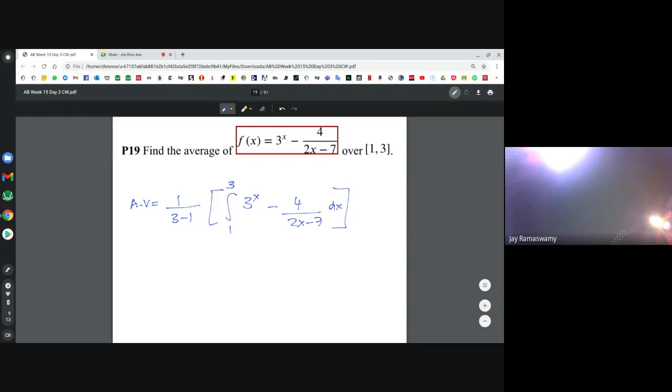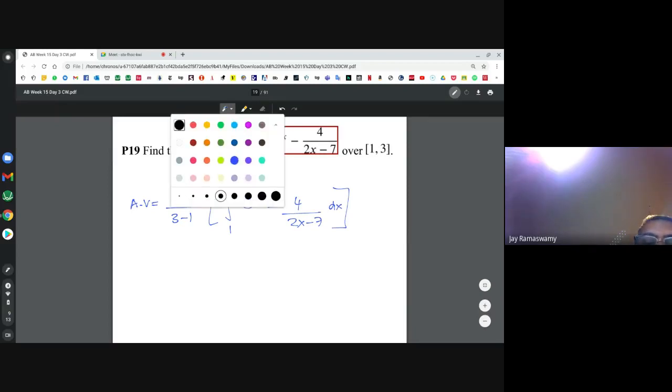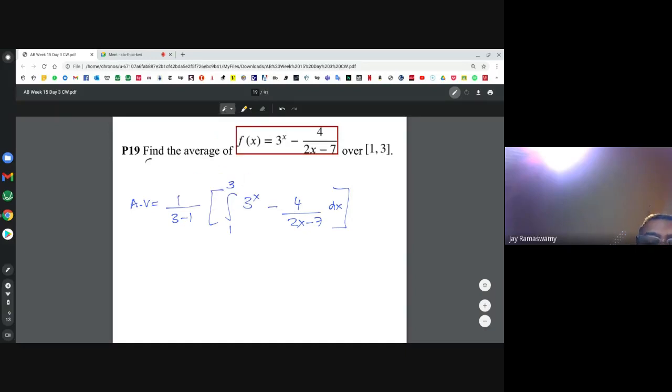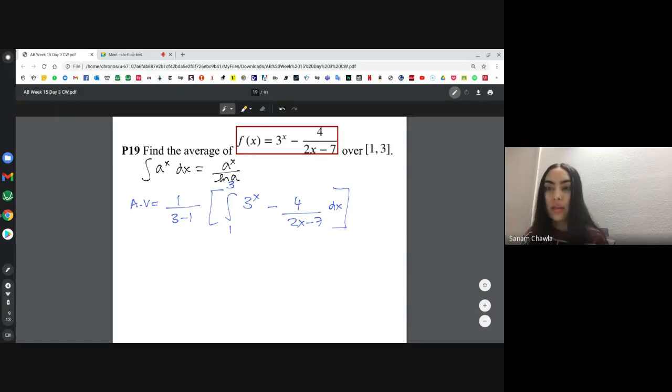Okay, this is the last formula on your formula sheet. So I'm doing a review. I'm writing this in black. The last formula on your formula sheet says the integral of a to the power of x dx is a to the power of x, divided by ln a.